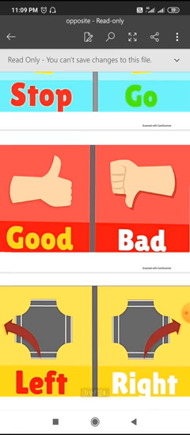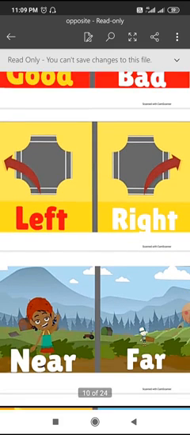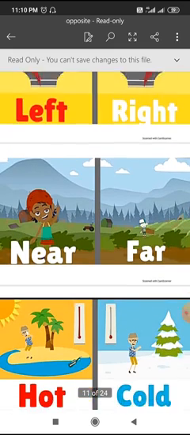Good and bad. Good means a good person or good anything that is good. Bad is the opposite of good and good is the opposite of bad. Left and right. Left is the opposite of right and right is the opposite of left.